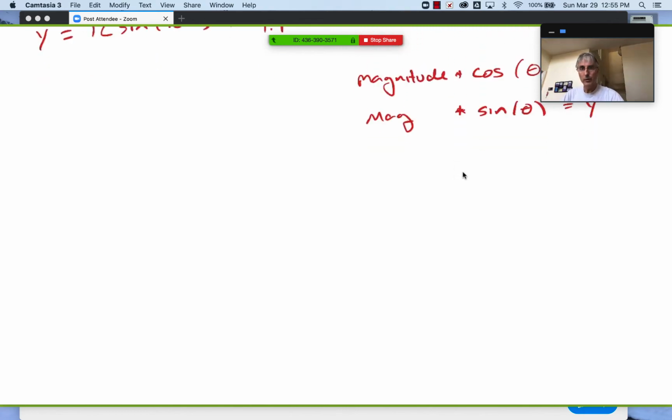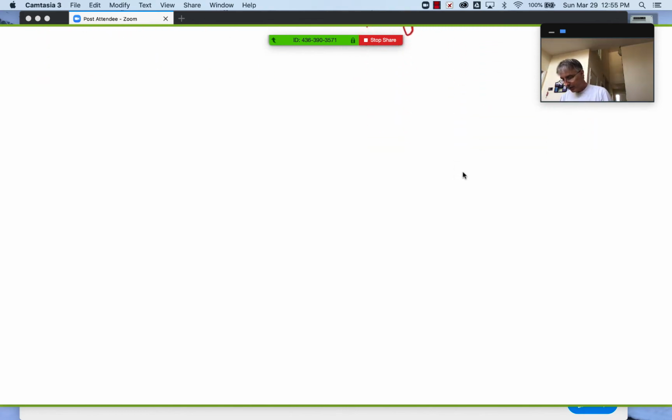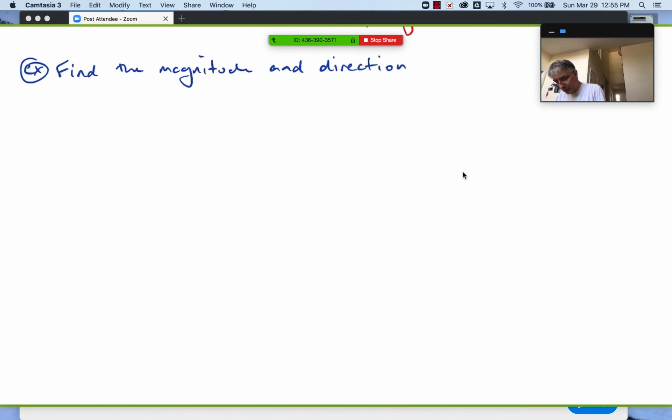So now let's say I want to go in the other direction. Given a vector in component form, find the magnitude and direction. So I might say find the magnitude and direction of vector B, and we'll say B is negative 6 comma negative 10.